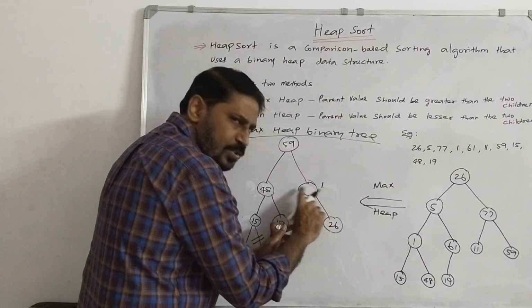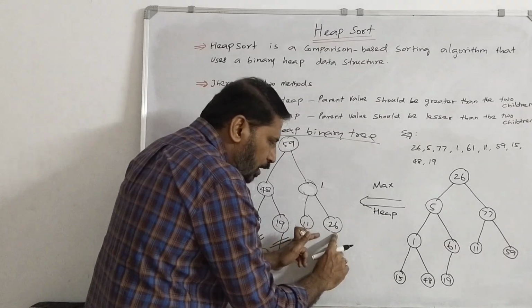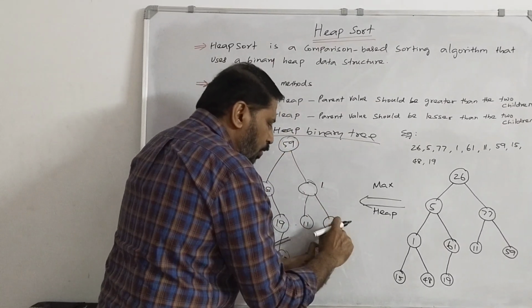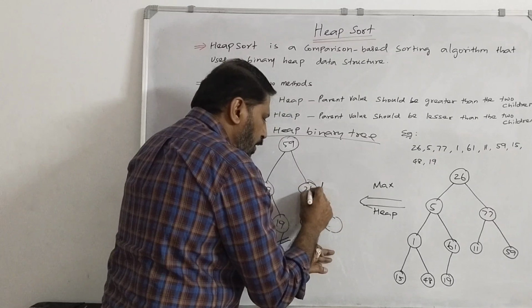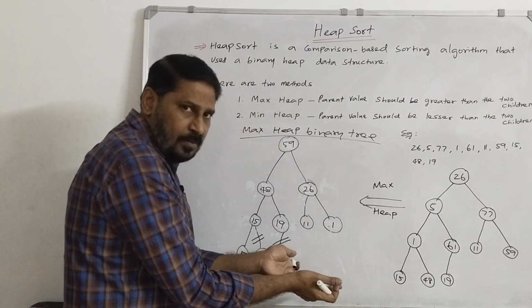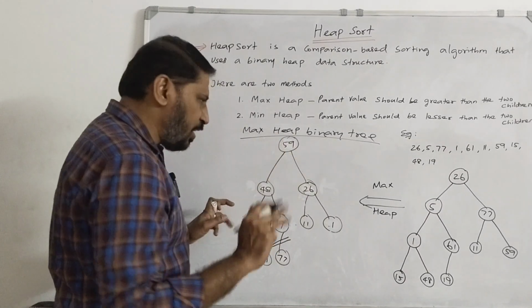Before 1 is stored in this node, we have to check the two children, 11 and 26. 26 is greater. 26 compared with 1. So 26 is transferred here, and 1 is stored. After checking, there are no children. Okay, so this is the next iteration, that is, the third iteration.